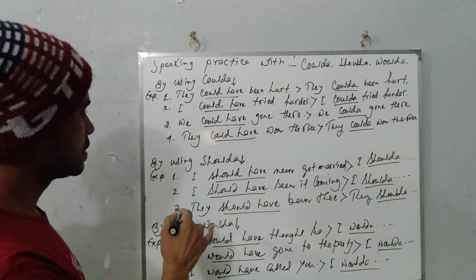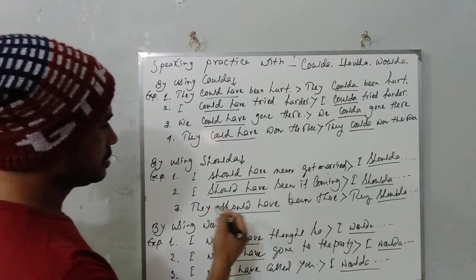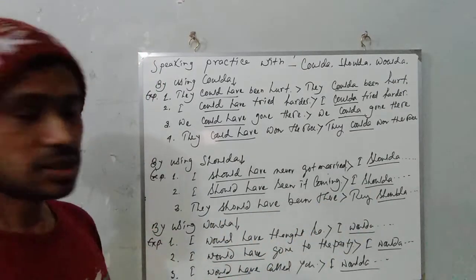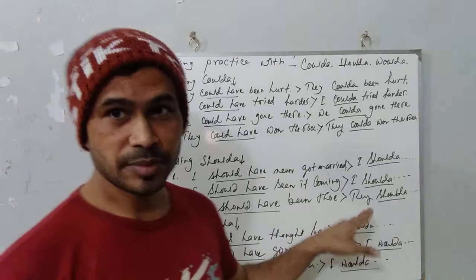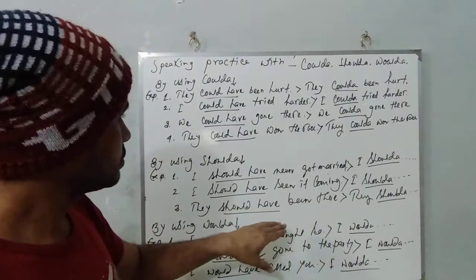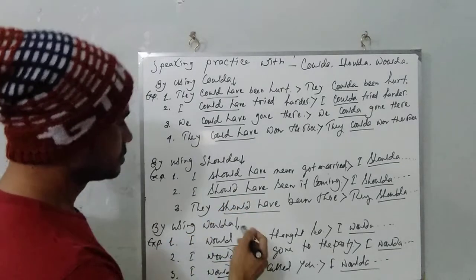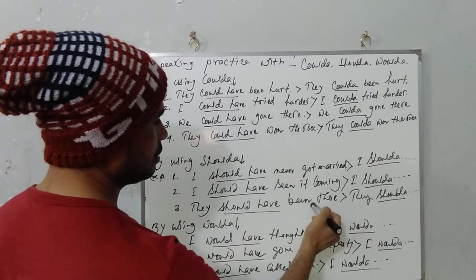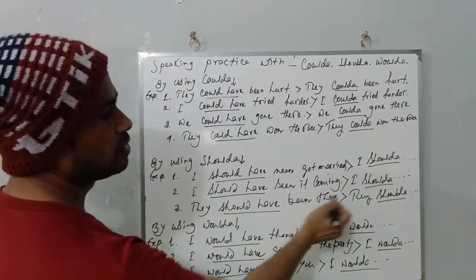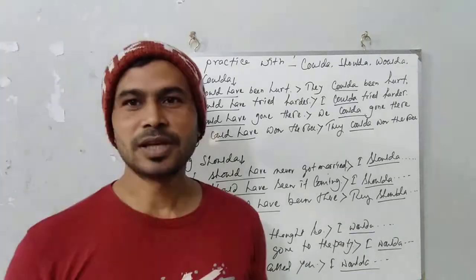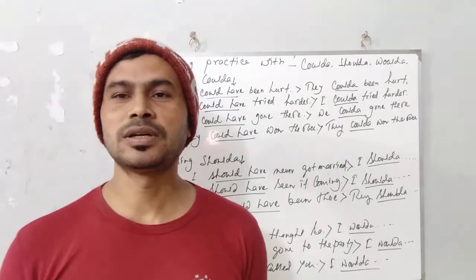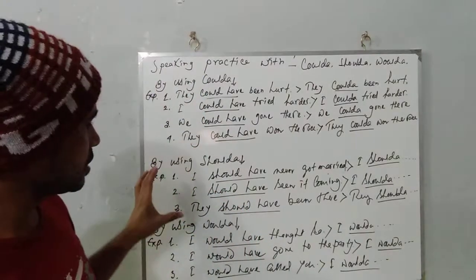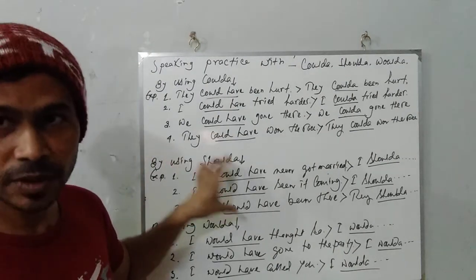And the last sentence would be: they should have been there. They should have been there. So except this sentence, by using the contraction or short form of should have, we can say they shoulda been there. So my friends, I think you got it properly and you understood shoulda properly.